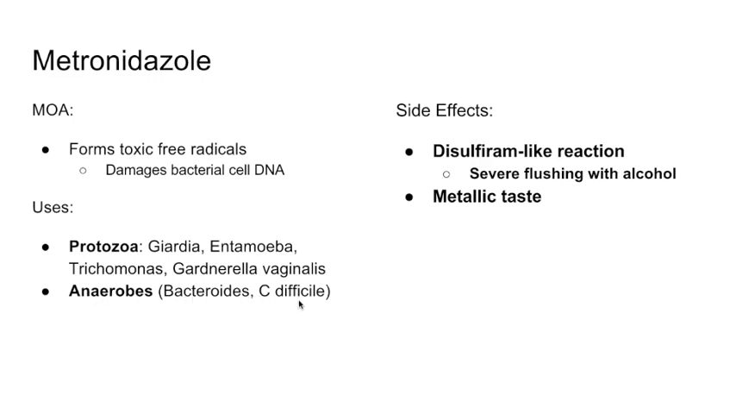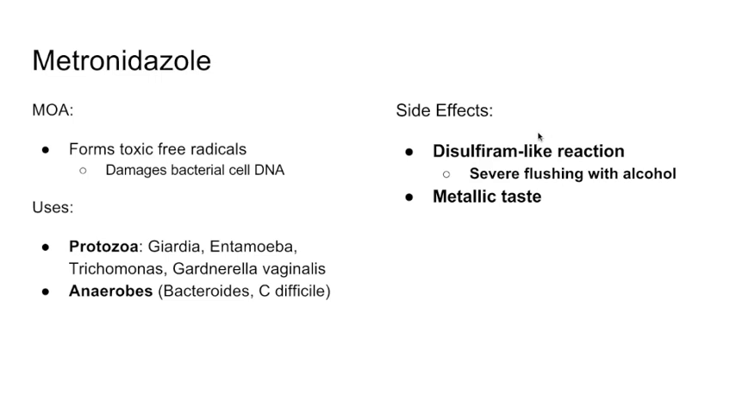It's used for protozoa and anaerobes, so protozoa: Giardia, Entamoeba, Trichomonas, Gardnerella, and anaerobes, so Bacteroides, C. difficile. Side effects for metronidazole: two biggest ones. The first one is disulfiram-like reaction. So do you guys remember where we talked about disulfiram-like reaction? Yes, procarbazine in the cancer section. So metronidazole has the same side effect.